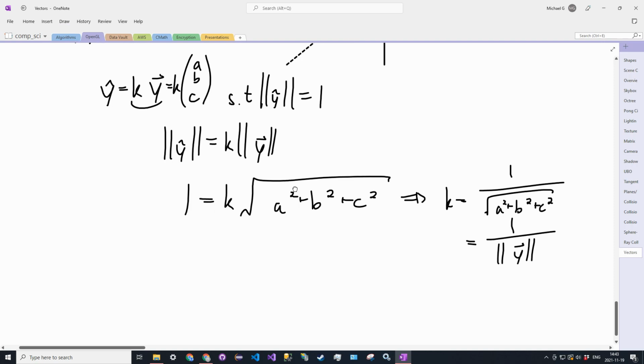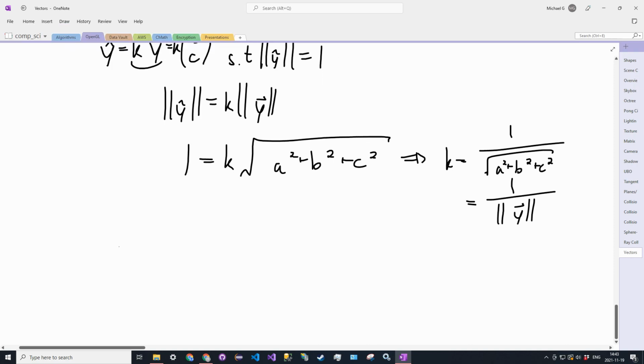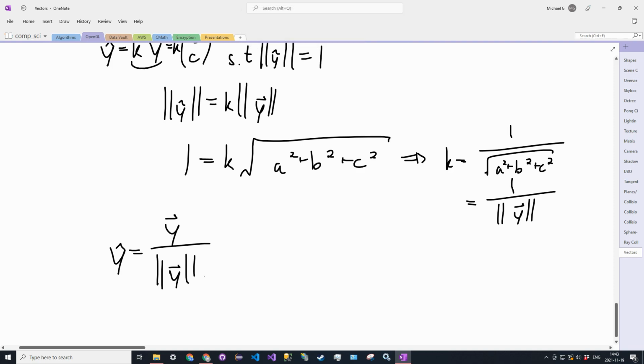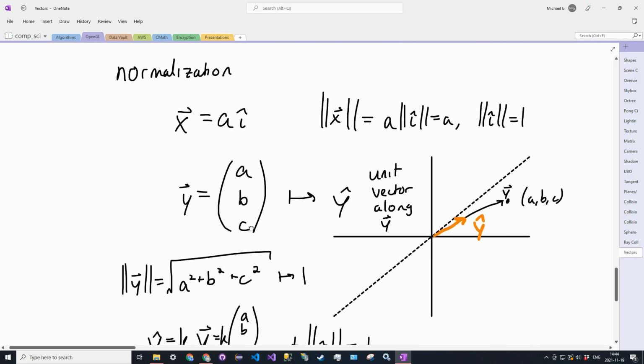So all we're doing now is, when we put this together, we see that the unit vector y hat is equal to the vector y over the magnitude of y. So we have found a factor that can normalize a vector to find a unit vector along that original direction. So that's normalization. Pretty cool.